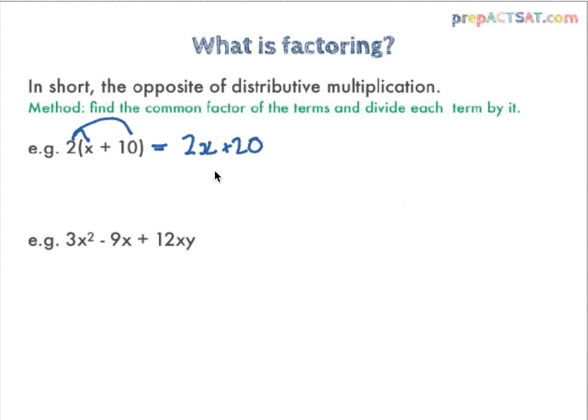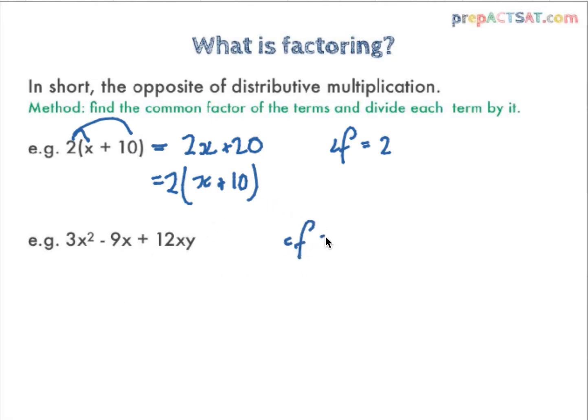Easy. Okay, if I wanted to take this and factor it, the method is I would find the common factor of each of the terms and divide each term by it. So the common factor here is 2, so I'm going to divide each term by 2. I write that outside the brackets. If I've divided 2x by 2, I'm just left with x. If I divide 20 by 2, I'm just left with 10. There you go, easy.